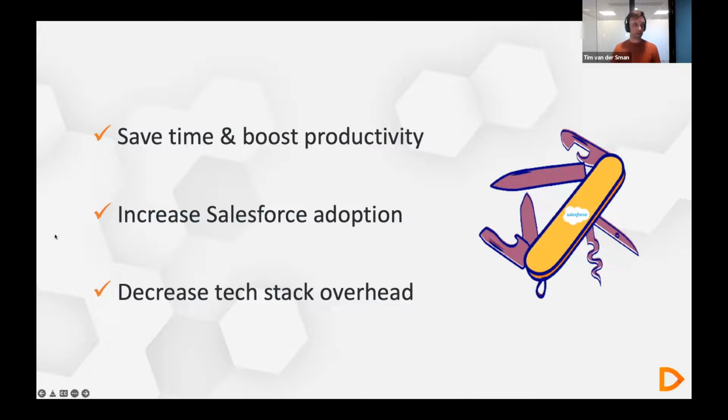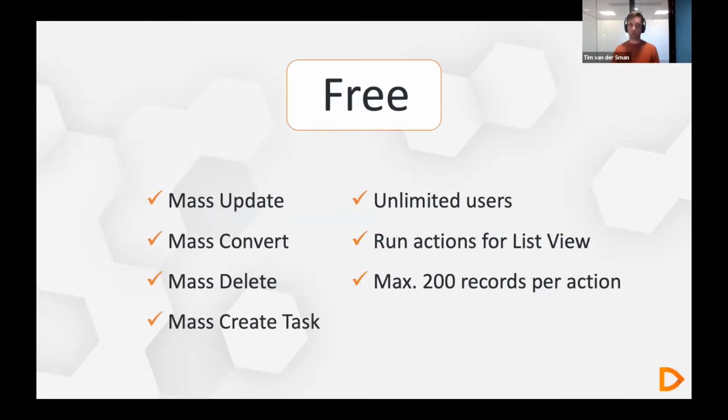Well, there are multiple editions available for those of you that are interested in Data Action Platform. We'll start with a free edition. It comes with 4 actions out of the box. It's mass update, convert, delete, and creating tasks. It's available for an unlimited amount of users, and you can run those actions from a list view up to 200 records per action.